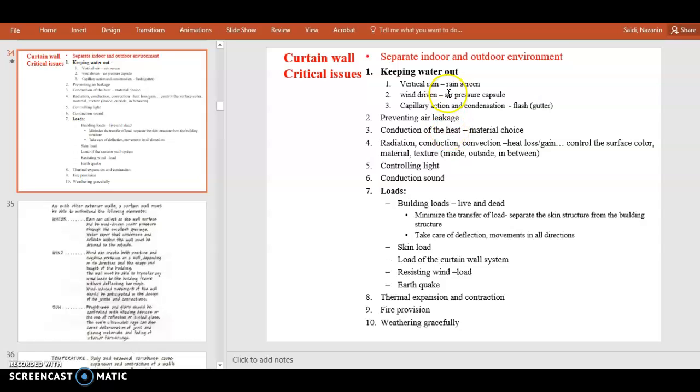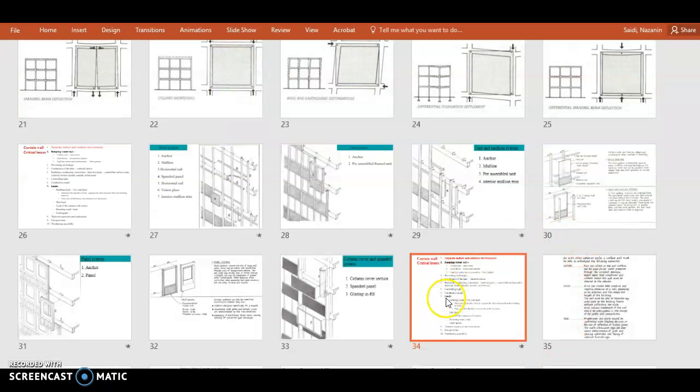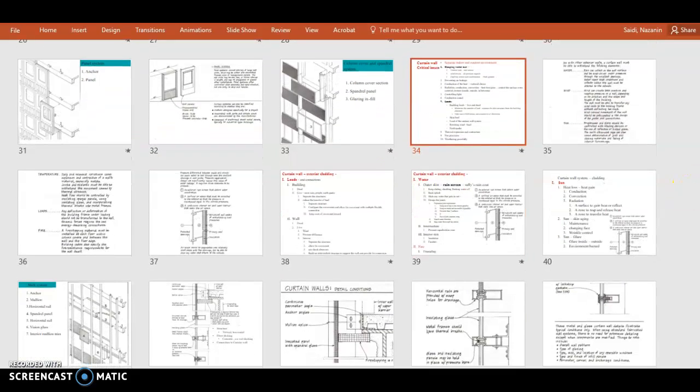Critical issues were keeping the water out, taking care of the rain screen outer layer, taking care of the wind-driven rain, taking care of some of those backsplash details, thinking about capillary action. Then thinking about all of these issues with regard to light and insulation, sound, and keeping the loads out. So remember all of these issues as well as fire provision. We're going to go over those critical issues, and we want to think about the three zones.